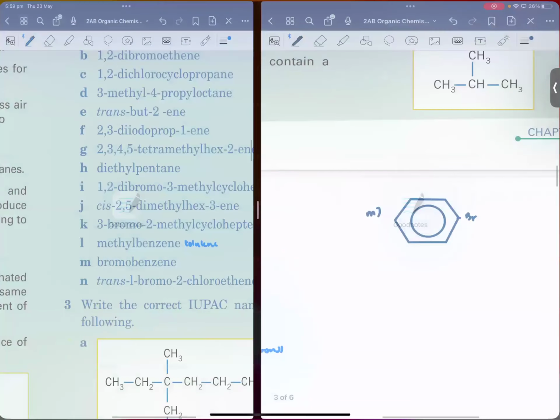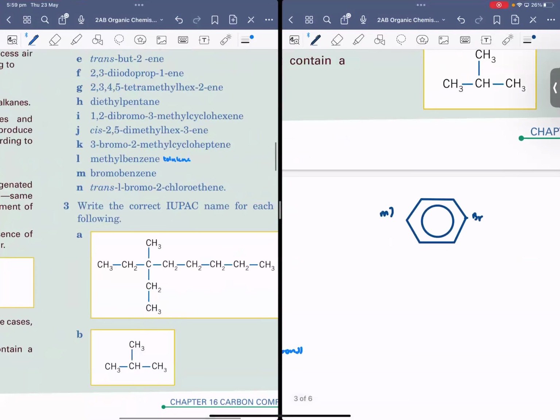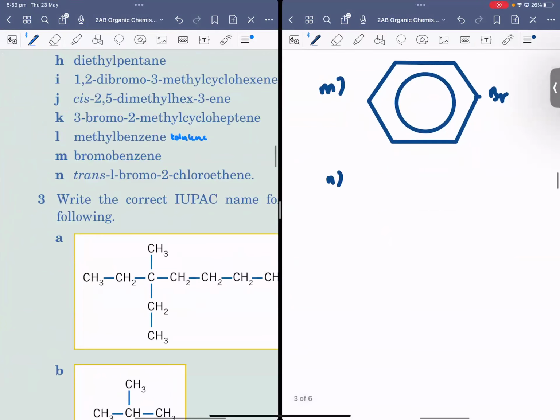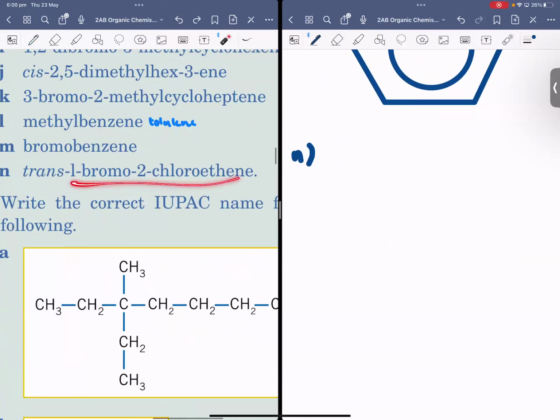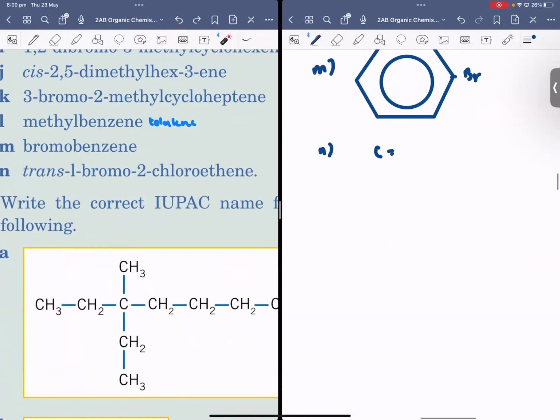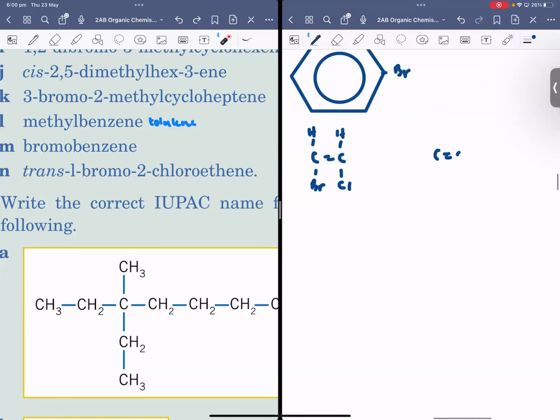And trans, 1 bromo, 2 chloro. Okay, ignore the trans, just do the working out first. So 1 bromo, 2 chloroethene. So ethene looks like this, 1, 2. 1 bromo, 2 chloro. That's my working out step. And now it says trans, right? So trans means that we've got to put the hydrogens on opposite sides and the halogens also on opposite sides. So that would be trans, 1 bromo, 2 chloroethene.